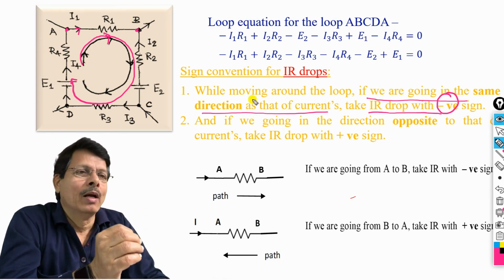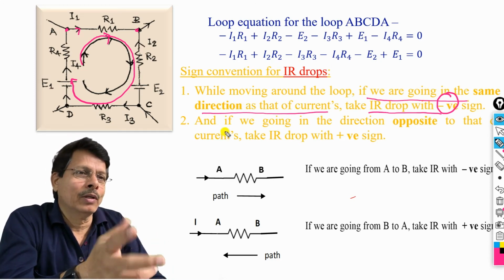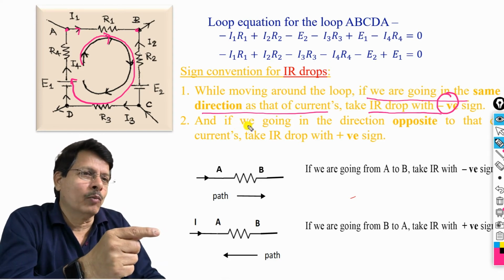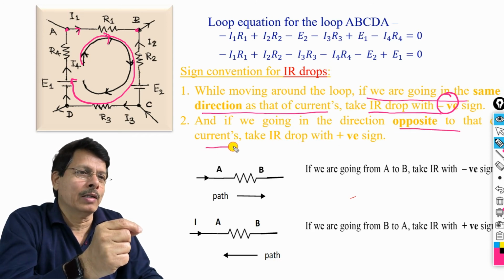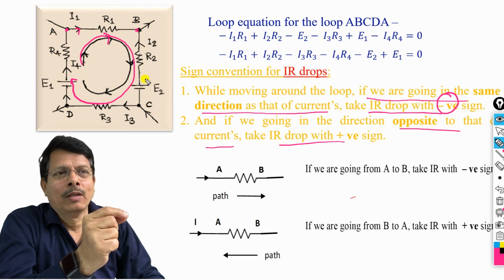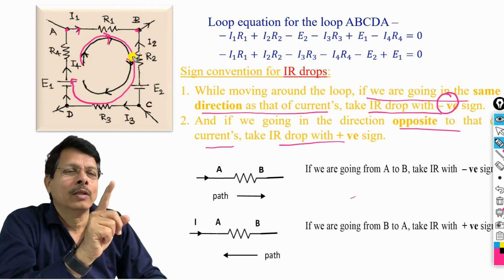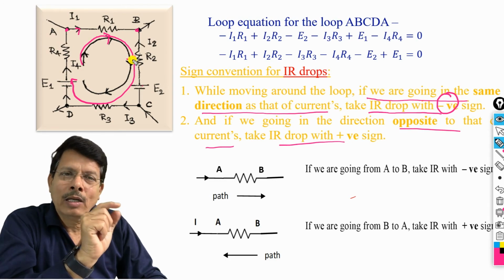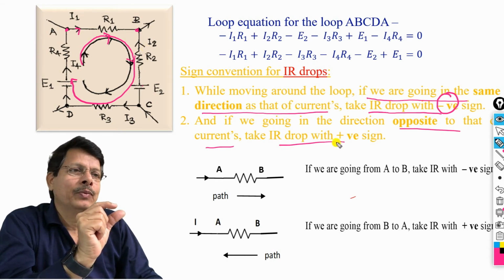That is a convention. But sometimes your tracing direction may be opposite to that, and therefore you see the second point: if we are going in the direction opposite to that of currents, then take that IR drop with positive sign. Look at this particular point, from B to this source our direction is downward, and the current flowing through that R2 component is upward. That means you are going in a direction opposite to that of I2, therefore that corresponding I2 R2 should be taken with positive sign.